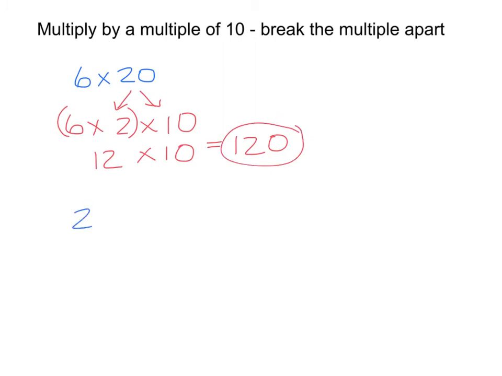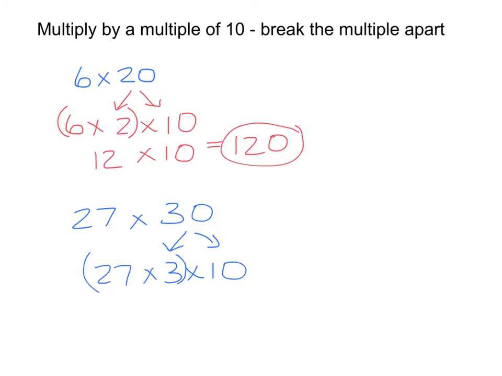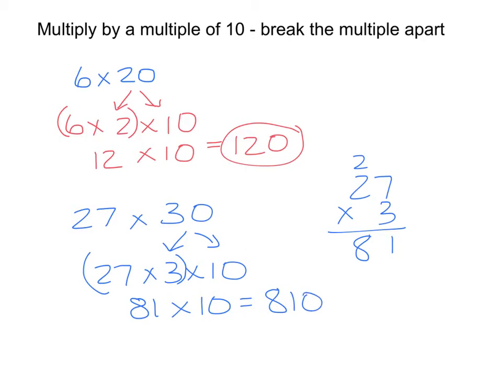Let's try 27 times 30. I'm going to break the 30 into 3 times 10. So I'll have 27 times 3 times 10, but I'm going to do the 27 times 3 first. So if I multiply correctly, that gives me 81. So 81 times 10 gives me 810.